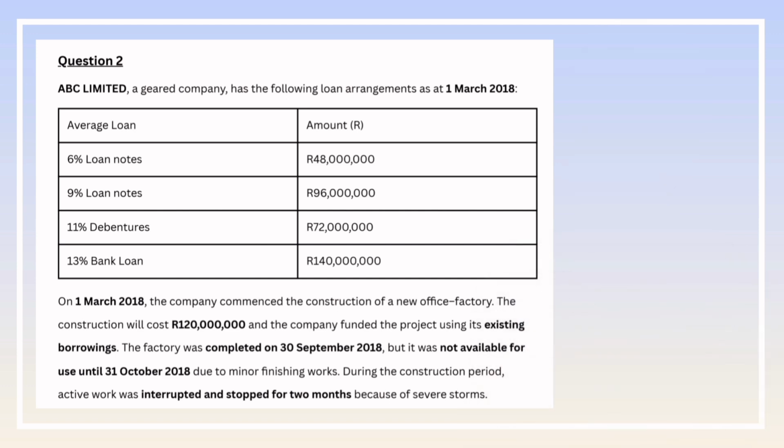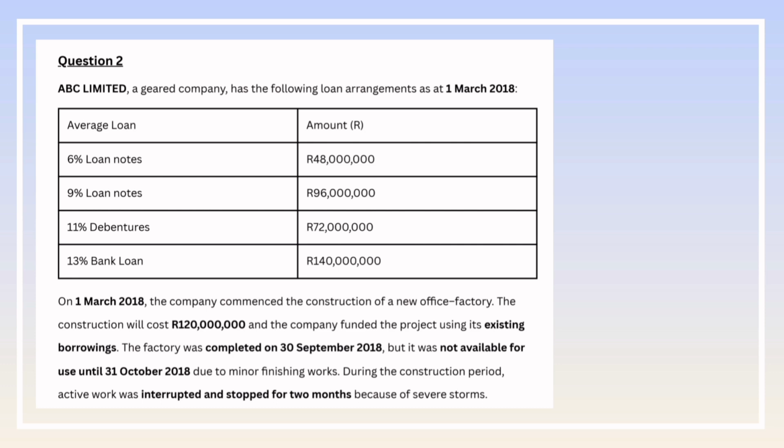ABC Limited is a geared company. It has the following loan arrangements as at 1 March 2018. We have average loan, we have amounts. Number 1, we have a 6% loan of 48 million. Number 2, we have a 9% loan of 96 million. We have 11% debentures of 72 million. We then have a 13% bank loan of 140 million.